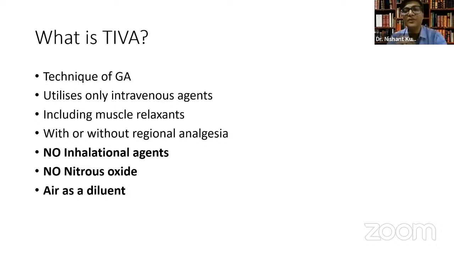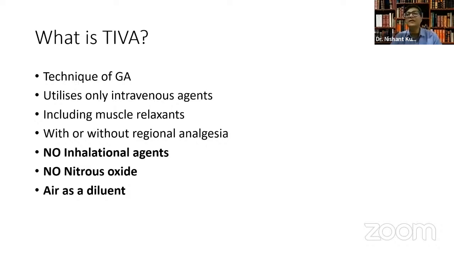Now, let's come back to the definition of anesthesia. Anesthesia consists of three A's, that is areflexia, amnesia, and analgesia. Muscle relaxant is not a part of anesthesia per se, it is areflexia. Usually, muscle relaxants are used for areflexia, but yes, they may or may not be used with the TIVA technique. With or without regional analgesia or anesthesia, spinal, epidural, any regional blocks are not contraindicated.